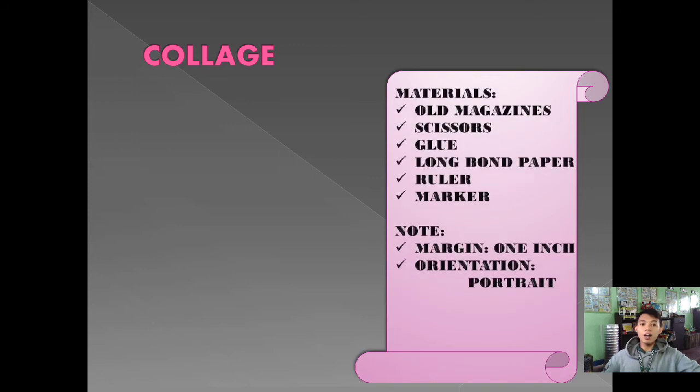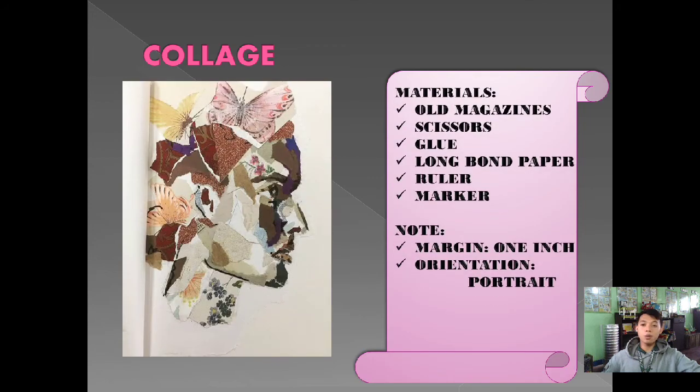Next, we have here the collage. Okay, so materials are old magazine, scissors, glue, longband paper, ruler, and marker. It is made up of old magazine.